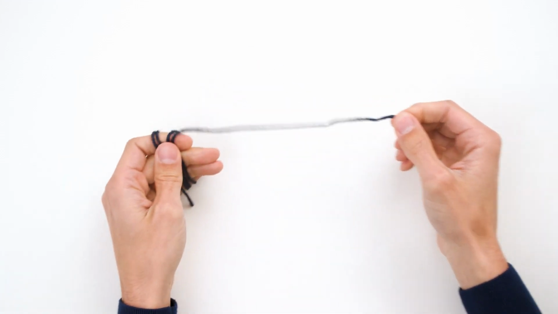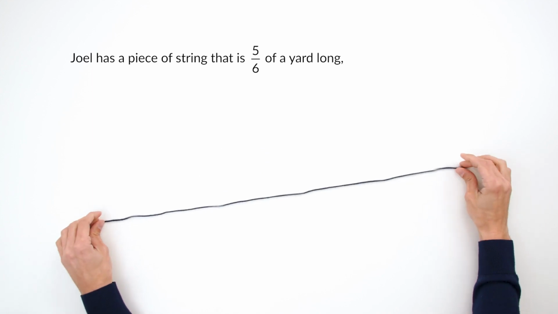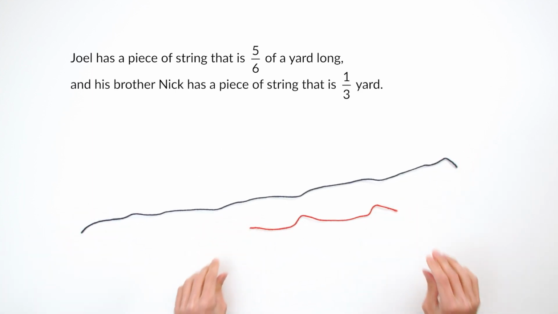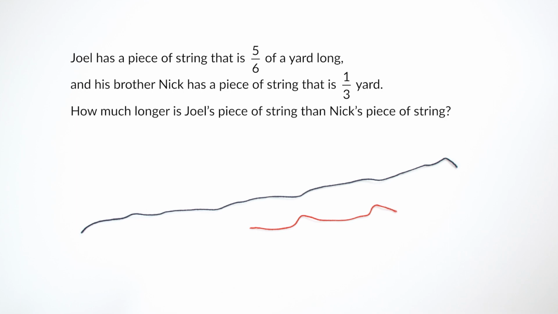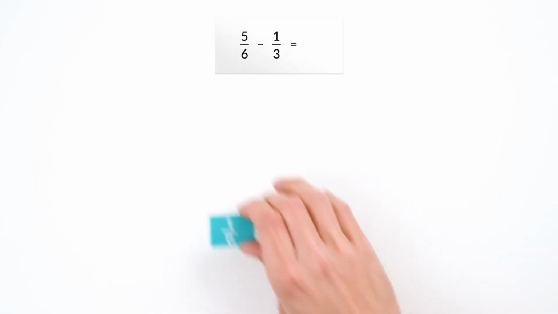Here's another word problem. Joel has a piece of string that is 5/6 of a yard long, and his brother Nick has a piece of string that is 1/3 of a yard long. How much longer is Joel's piece of string than Nick's piece of string? So we need to compare the length of the two strings, and we can represent this as the difference between 5/6 and 1/3. Let's start by using fraction tiles to compare the lengths.